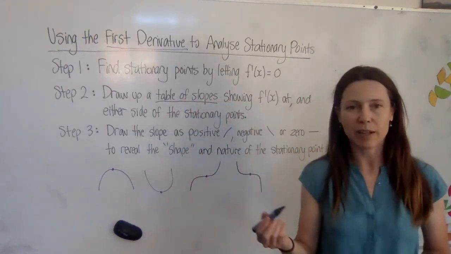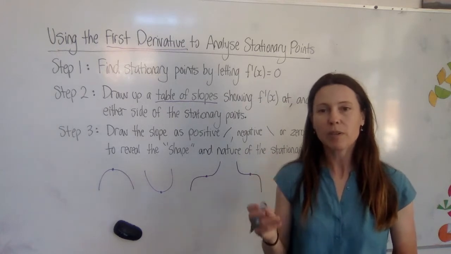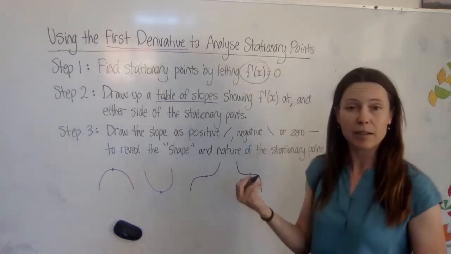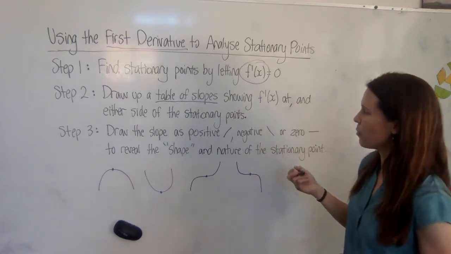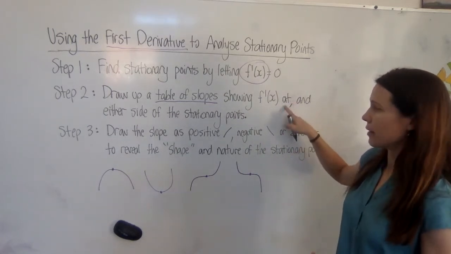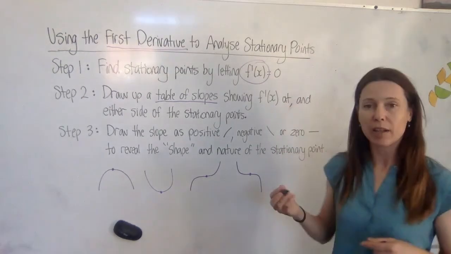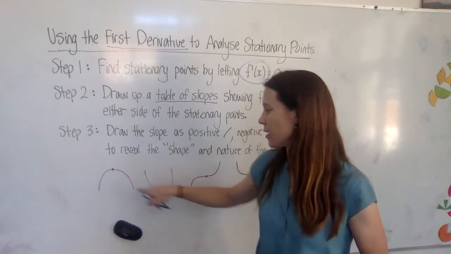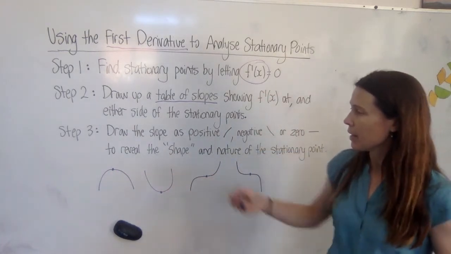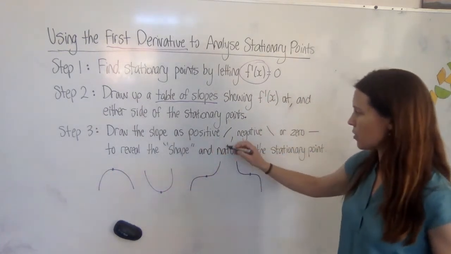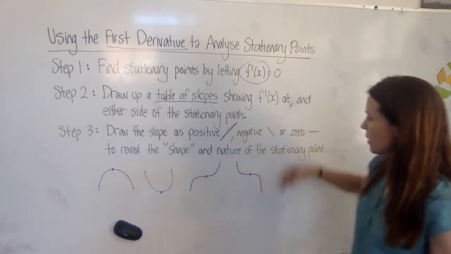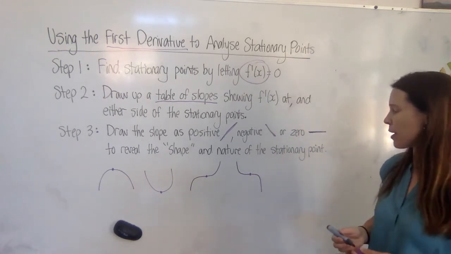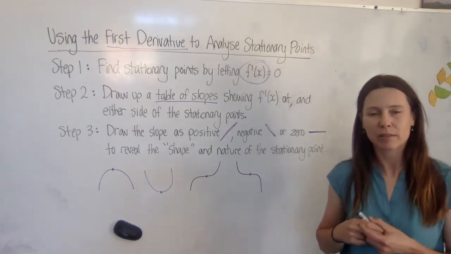Now we've seen a table of values that compares x and y. We want to look at x and the slope, in other words, f dash x, and see what we've got at each of our places. Now we want to look at our stationary points. They'll have a gradient of 0, but we want to look on either side so that we can see what situation we've got. Step 3 is you draw the slope as positive, like this, a little symbol, negative, like that, or 0. And that reveals the shape and the nature of the stationary point.